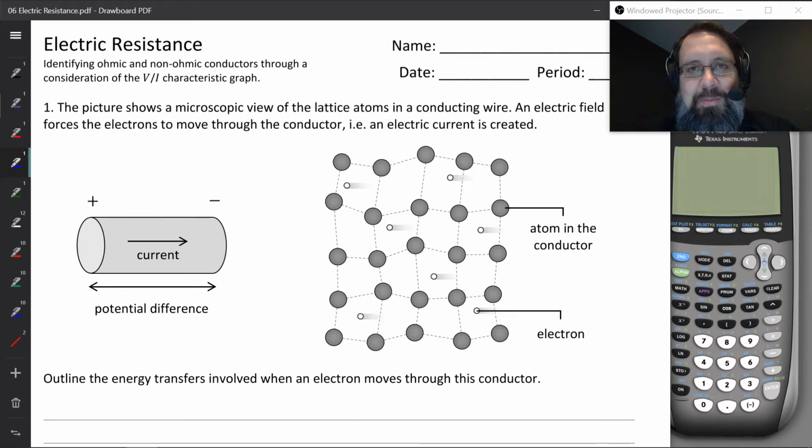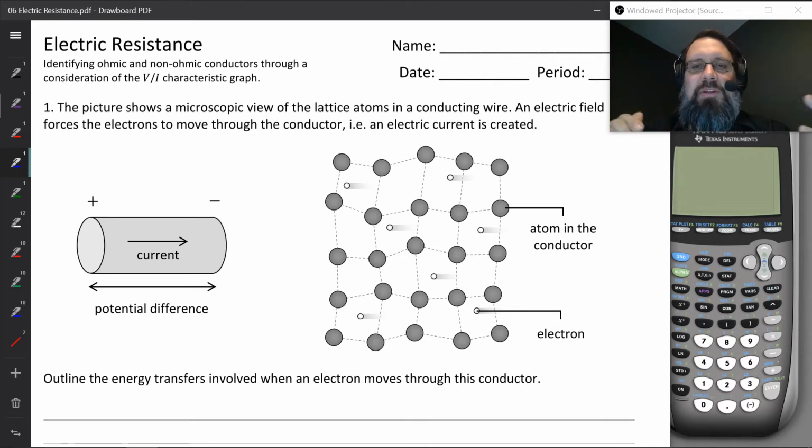I'm here today with my IBHL Year 1 students, and we'll be learning about electric resistance. This is picking up from our last lesson on potential difference or electric potential, where we talked about how that relates to energy, like the field potential is the energy per charge. So we're going to be continuing today talking about this concept called electric resistance.